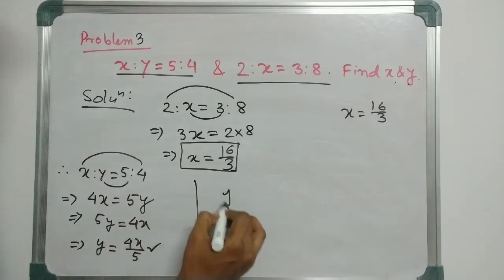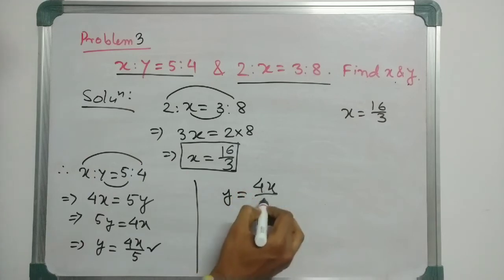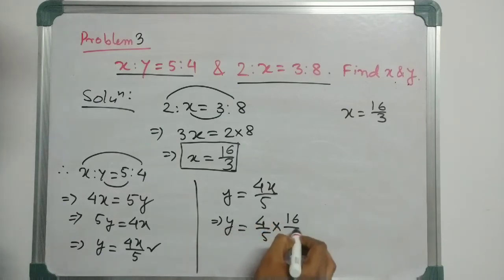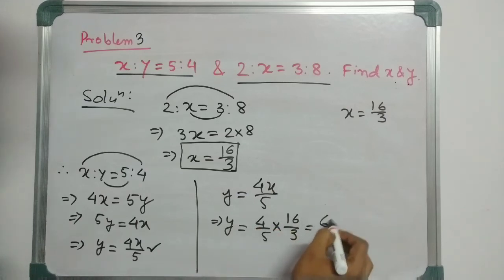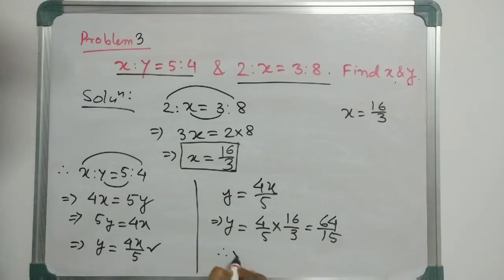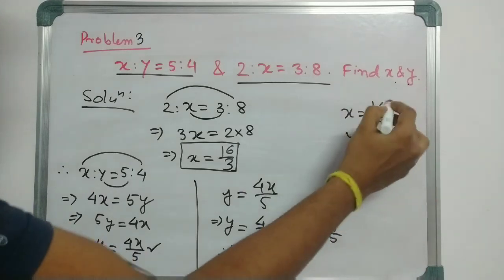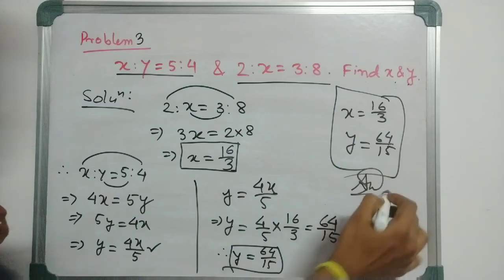So we know y equals 4x by 5. That means y equals 4 by 5 into, what is the value of x? 16 by 3. So no further calculation, let us multiply. 16 into 4 is 64 divided by 15. Therefore y equals 64 by 15, and this is the value of y. So y equals 64 by 15. This is the answer.